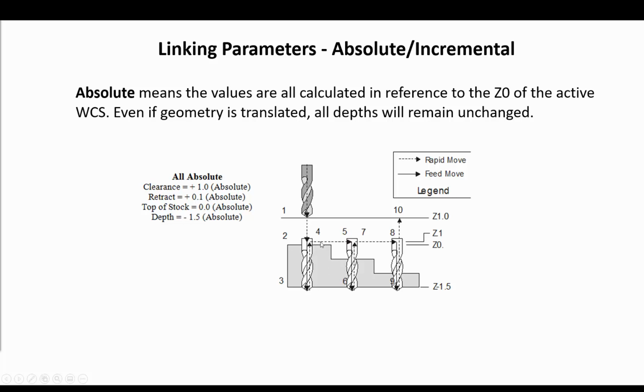The top of the stock is set to absolute and 0, and you can see that the tool will retract 100 thou absolute above Z0 and then move to the next hole, and again it will start with feed rate and machine the hole, retract back to 100 thou above Z0 and move to the next hole. Again it just drills, retracts, and at the end retracts back to the clearance level. All the values are set to absolute here.